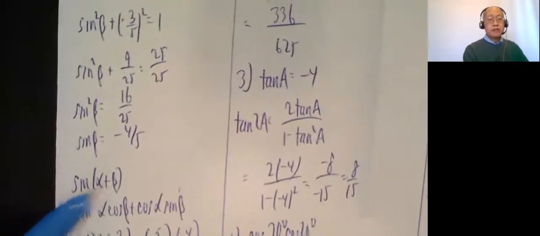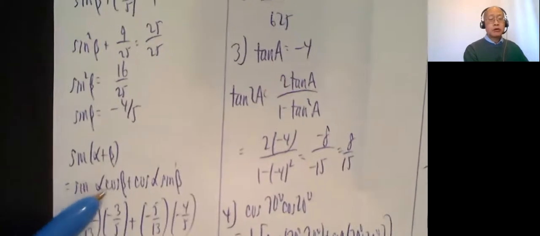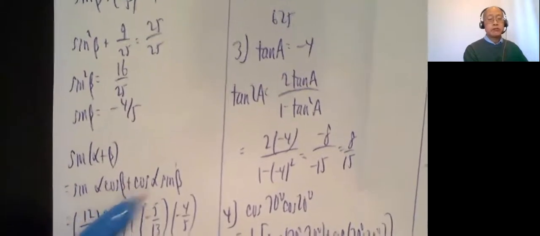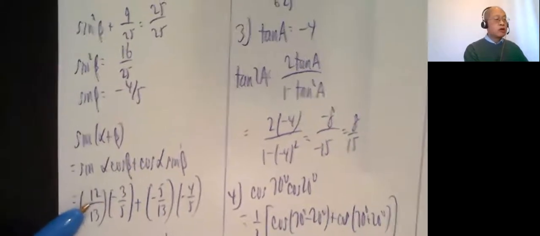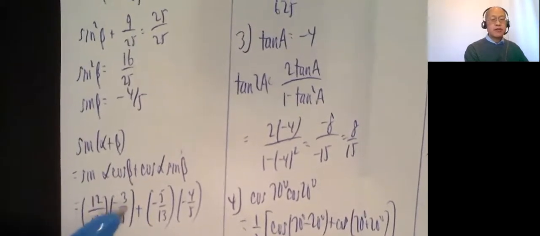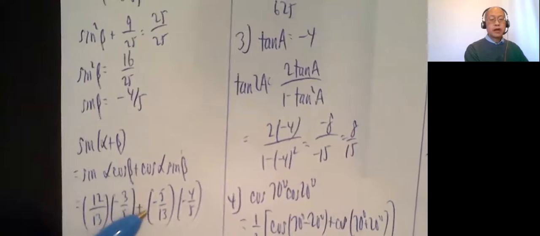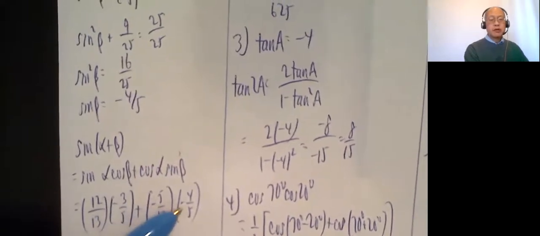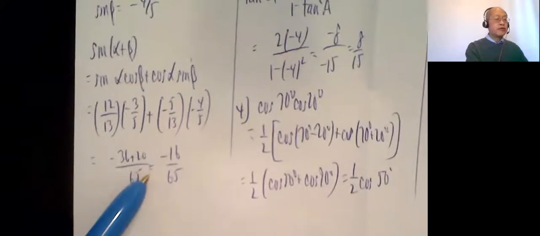Then sine of alpha plus beta. Formula is sine alpha cosine beta plus cosine alpha sine beta. Sine alpha was 12 over 13. Cosine beta was negative 3/5. Cosine of alpha was negative 5/13. Sine of beta was negative 4/5. You get all of these back up here if you look at the right spot. And it comes out to be negative 16 over 65.